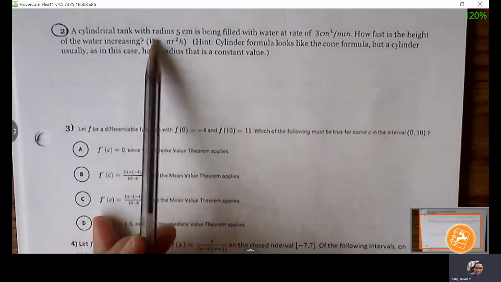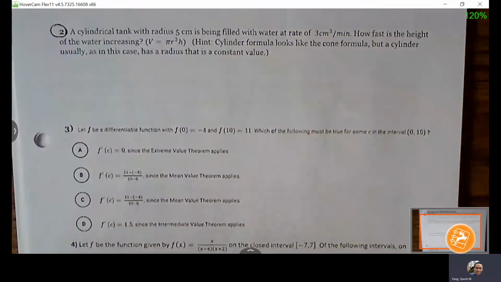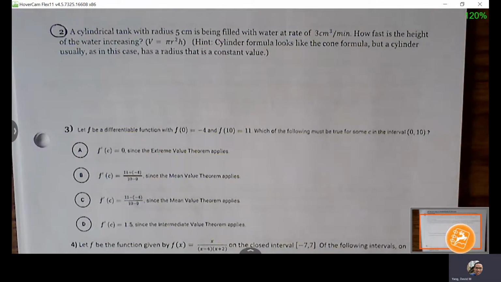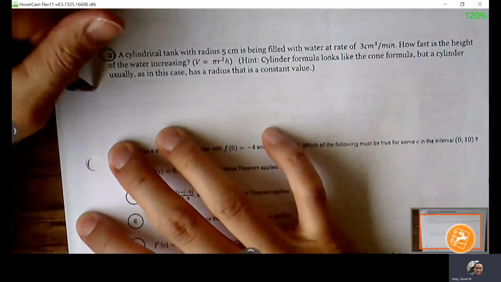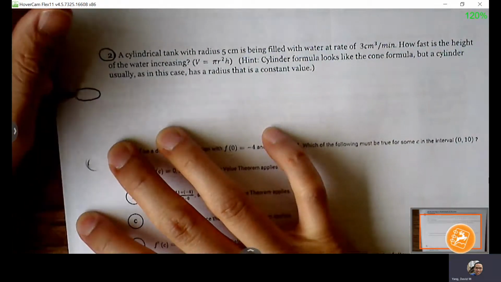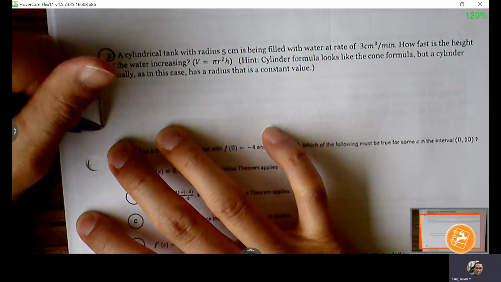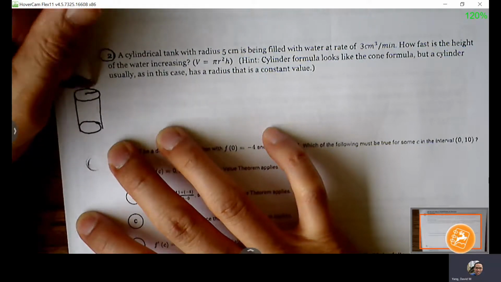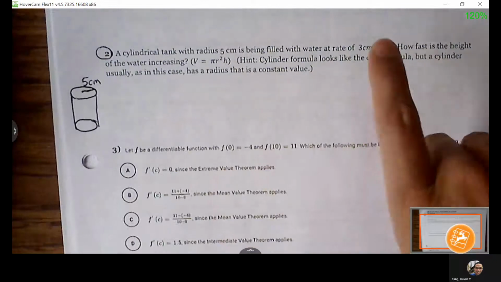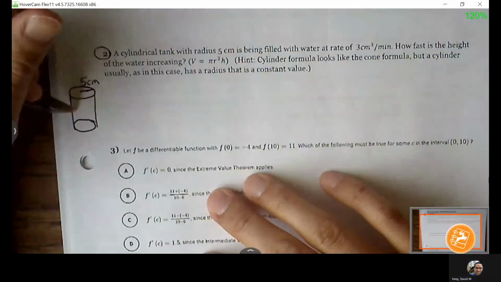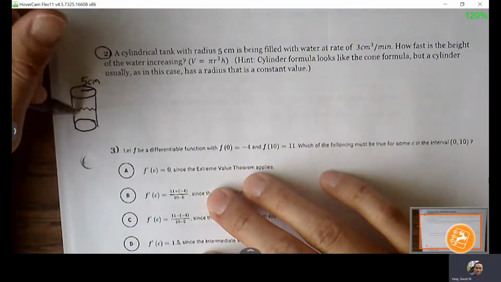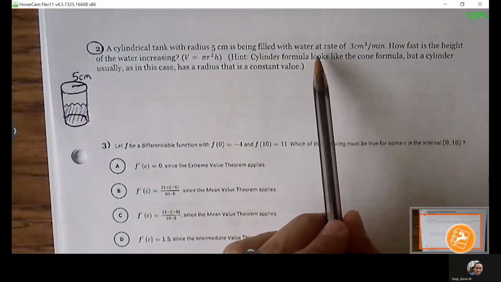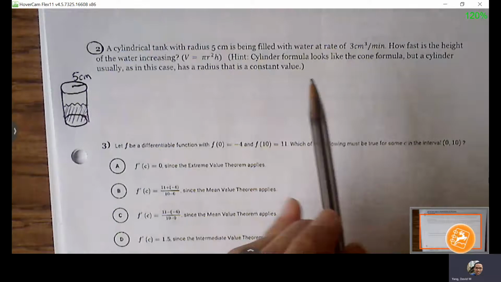So it says a cylindrical tank with a radius of 5 feet is being filled with water at a rate of 3 cubic centimeters per minute. How fast is the height of the water increasing? Let me draw the diagram here. Here's my cylinder, there's my container. The radius of that container is 5 centimeters. It's filled with water, so we know the water is going to be filling up the tank. Water is being filled at a rate of 3 cubic centimeters per minute.